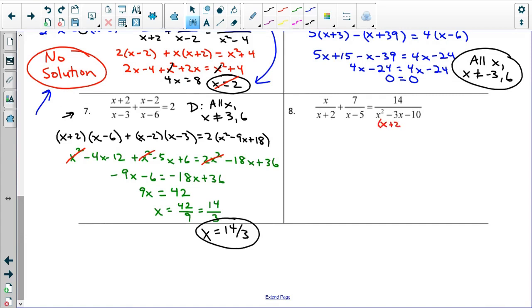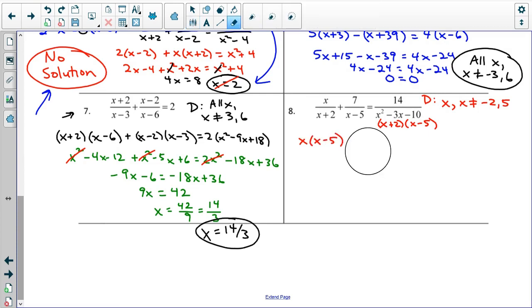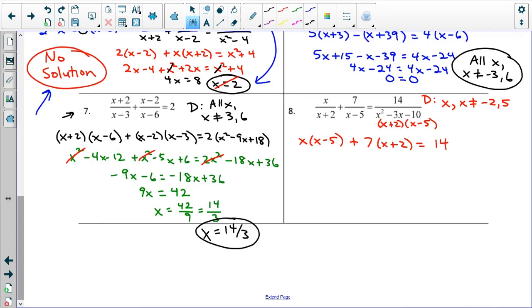Finally, if I factor the denominator of the right side of the equation, that's x plus 2 times x minus 5. So my domain is all x, except x cannot equal negative 2 or 5. I'm going to multiply by what's missing, so x times x minus 5 plus 7 times x plus 2 equals 14. Note, I don't have to multiply anything by the 14 because nothing was missing from that denominator. So I have x squared minus 5x plus 7x plus 14 equals 14.